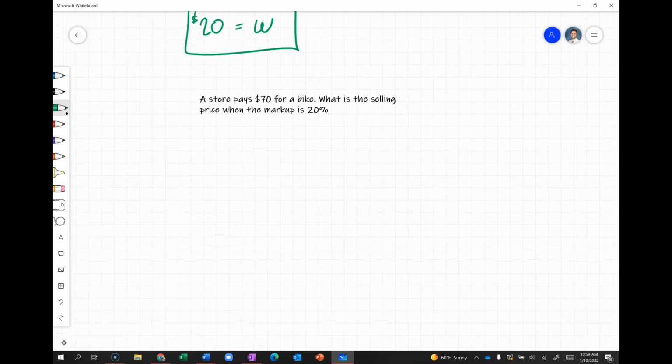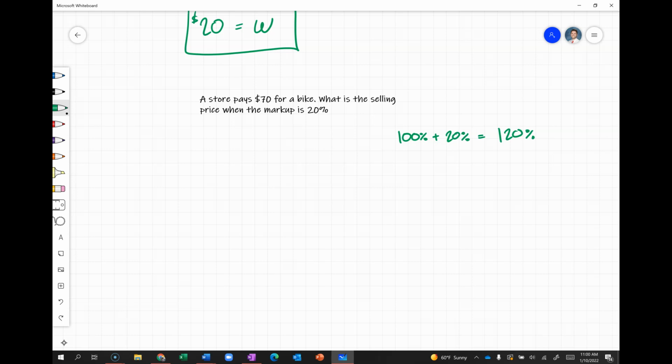All right, one more. A store pays $70 for a bike. What is the selling price when the markup is 20%? So again, they're going to mark the price up by 20% compared to what they paid. So we need to find 20% of $70 and add that to what the store pays. Another way we could do this would be to say, okay, 100% plus that 20% markup means we as the customer are paying 120% of the original price.